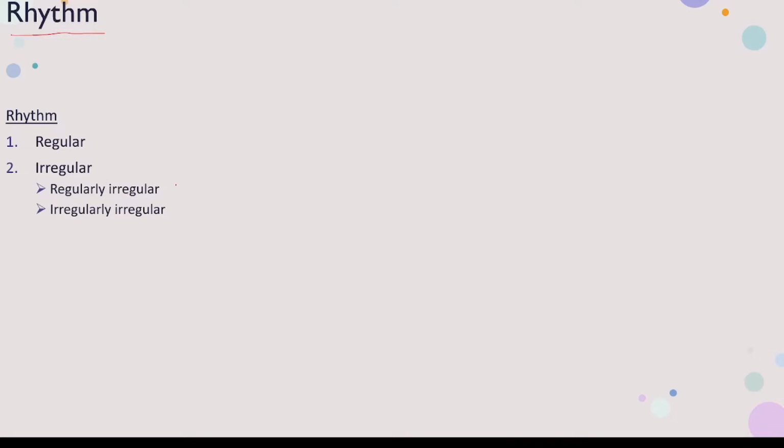Now, before we have a look into these different types of rhythms, how can we identify if one is regular or irregular? Well, it's quite simple. All you need to do is look at the rhythm strip or just generally look at the R to R intervals, and then you must ask yourself, are these intervals the same, in terms of distance?